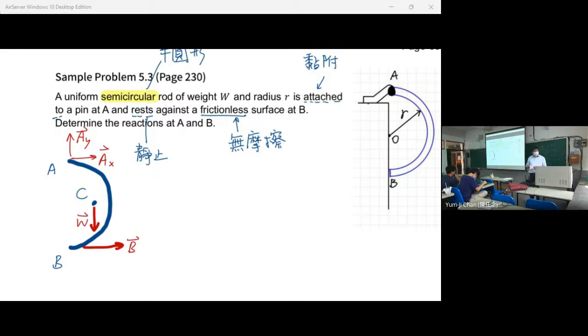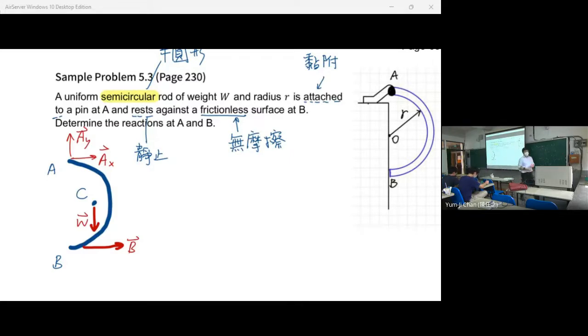But let's have a look. Can we say it is either a two-force body or three-force body here? We have four forces on the free body diagram. Is it a two-force body or three-force body, or something else? Three-force body, because all forces act on A, B, or C.